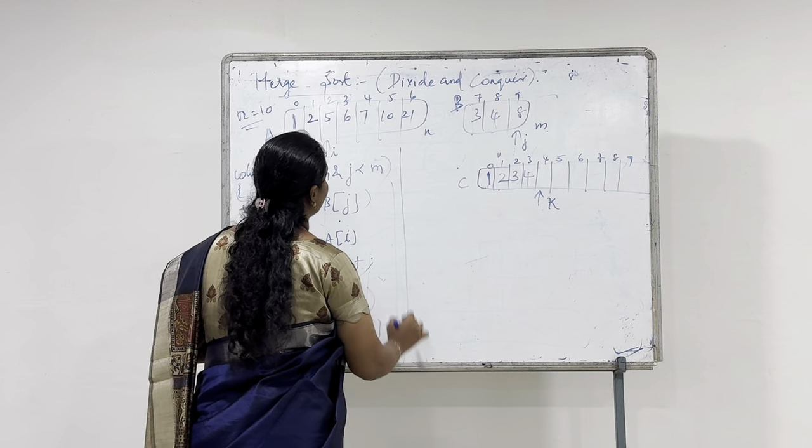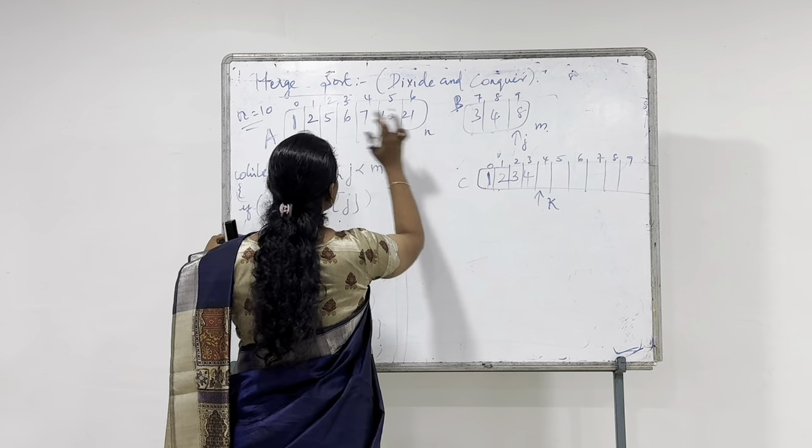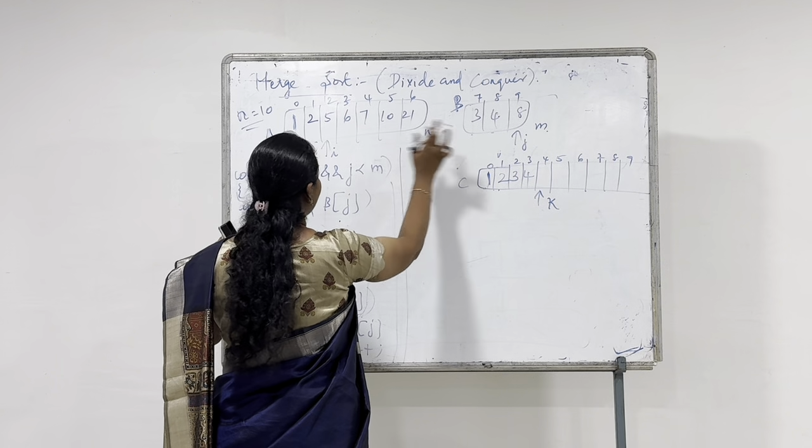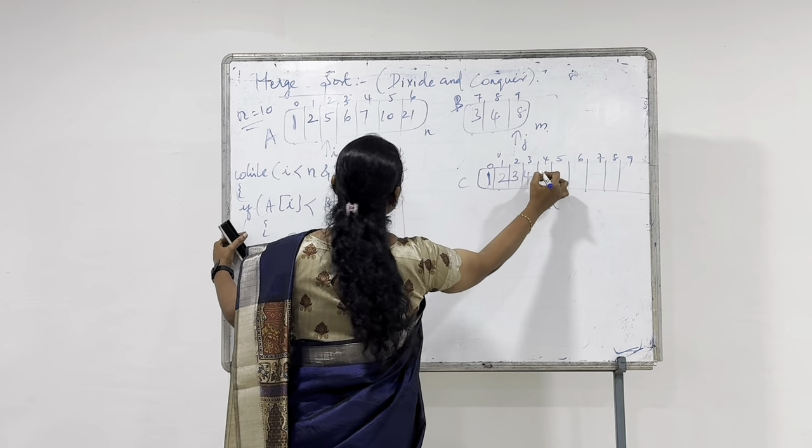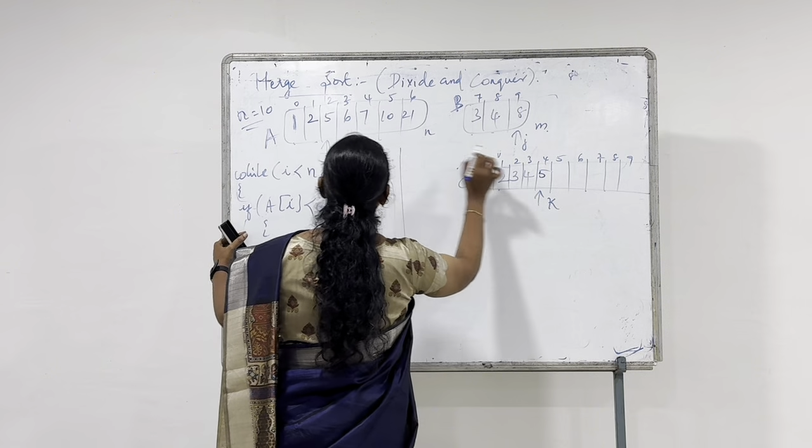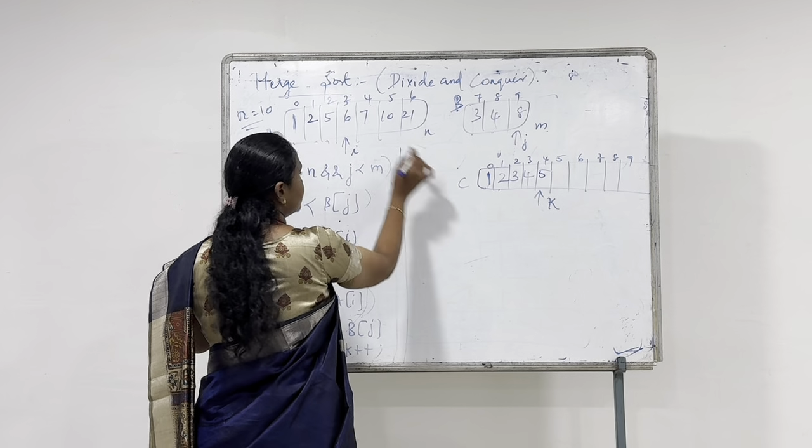Okay. So now compare 5 and 8. So 5 is the lesser value compared to 8. Now move this 5 from A array to C array. Increment this I and increment K.